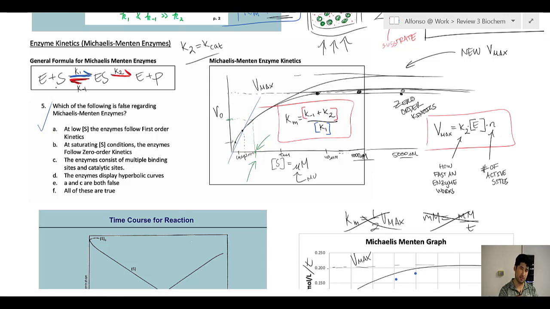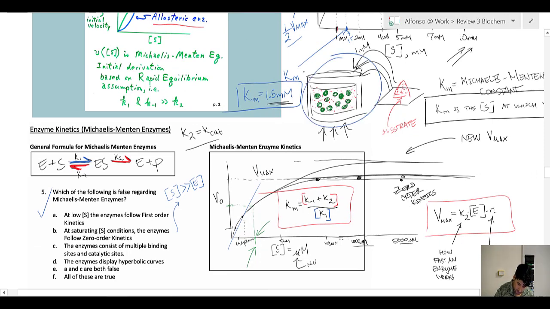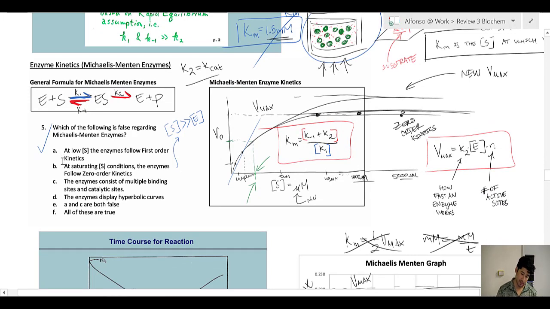What about B, at saturating substrate concentrations? What does saturating substrate concentrations mean? It means that you have a lot more substrate than you do enzyme. So we can write this as substrate concentration is much greater than enzyme concentration, which is what we have here in this example. The amount of substrate, which is those red dots, is greatly outnumbering the amount of enzyme that you have in that beaker. So at saturating substrate concentrations, the enzymes follow first order kinetics. Is that true or false? That is false. They follow zero order kinetics, yeah.